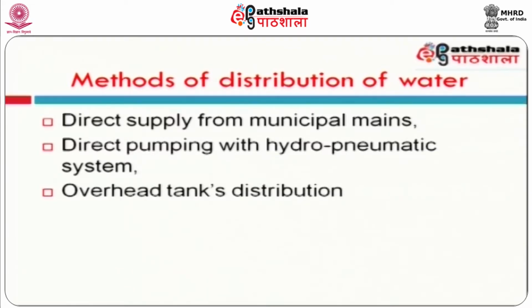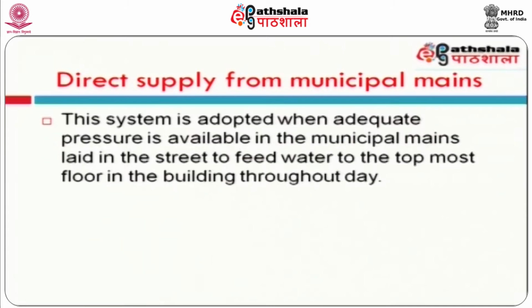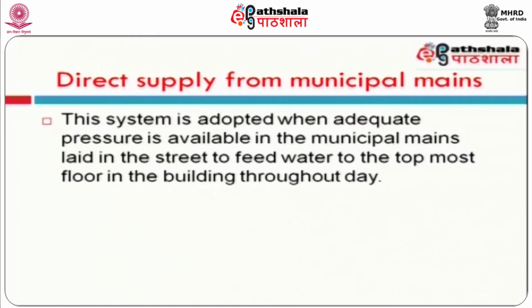The water can be supplied directly from the municipal main, or we can pump from the underground tank through a hydro-pneumatic system, or the water is stored in the overhead tank and then distributed. So, direct supply from municipal main or metro water. In many cities, when we are constructing our high-rise building, we may have the municipal water supply or metropolitan water supply, which is treated water. Therefore, we can collect that water and raise it directly to the overhead tank.